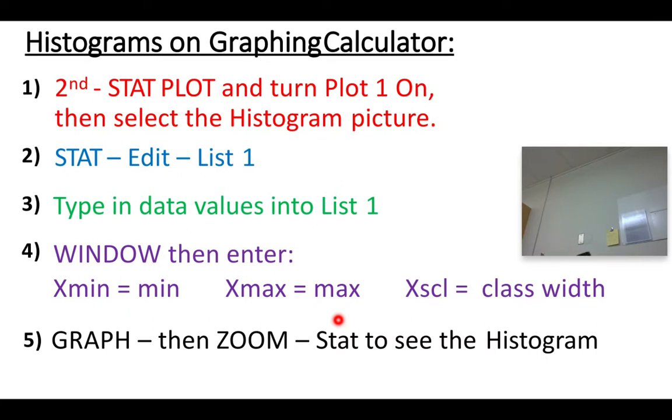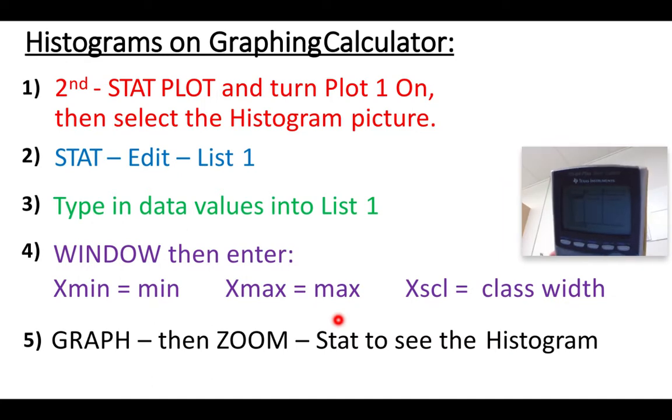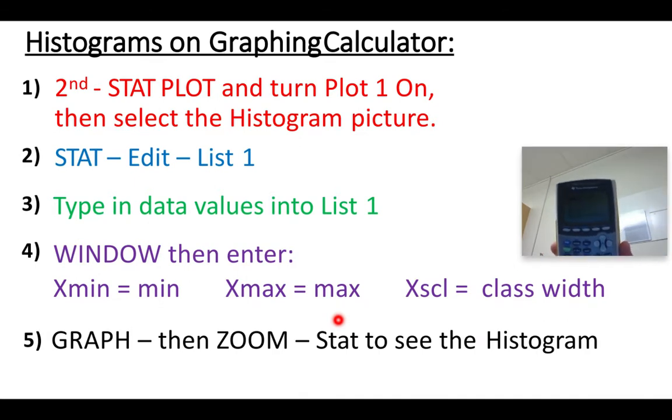So the next thing you're going to do is stat and then hit enter on edit. And you should see some lists come up. It should say L1, L2, L3, etc. So we're going to be editing list 1. What that means is we're going to type all of our data into list 1. So we're going to take a pause here, and we're going to need some data. So let's go to the next slide.